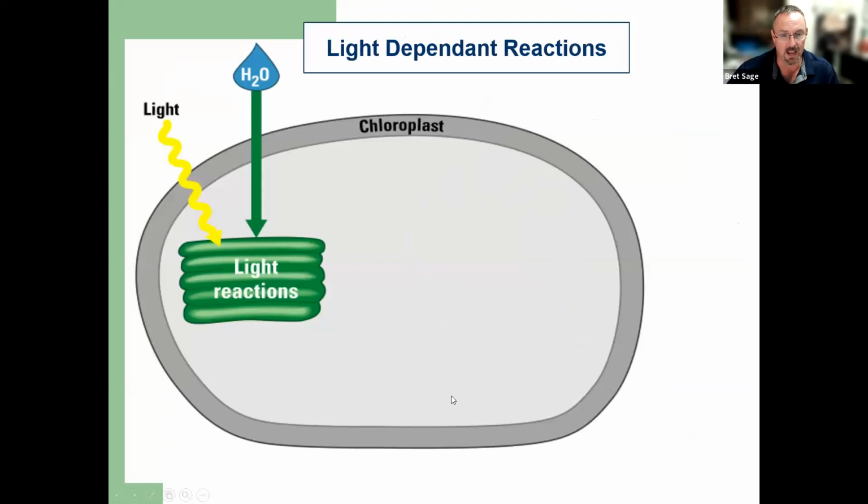Okay, the light-dependent reactions. So light, usually from the sun. But remember, some plants are under artificial light. Anything works; the only thing that plants need is a good broad spectrum of visible light. Okay? Water comes in from the roots.